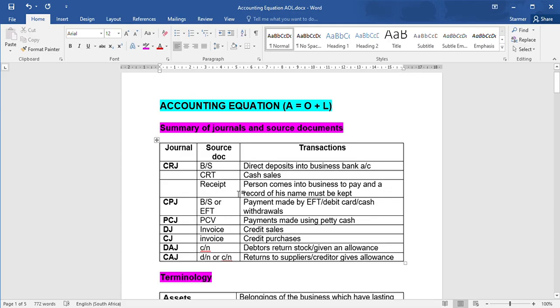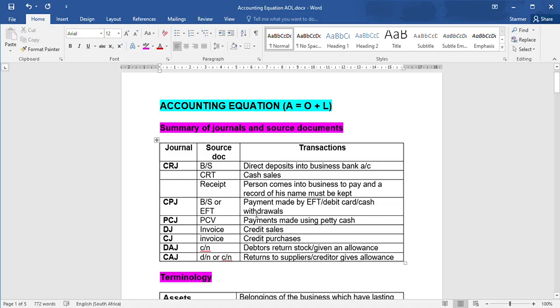If the person comes into the business to pay an account, and we need to know who he is and keep a record of his name, then you're going to issue that customer with a receipt. So for cash sales, you don't need to know the person's name, but if we do need to know a person's name, we're going to give them a receipt.